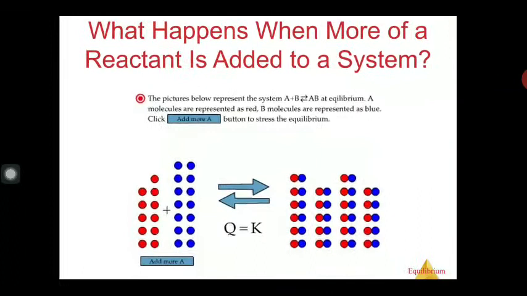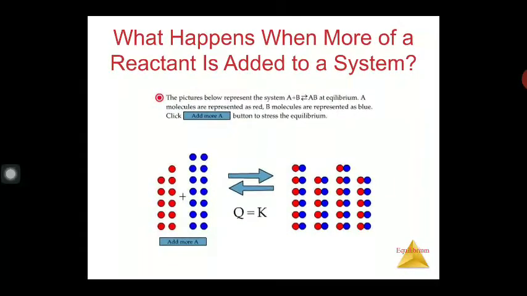What do you mean by the concentration quotient? This concentration quotient is denoted by Q. This Q should be equal to K. If the value of Q is equal to K, it means your reaction is at equilibrium.